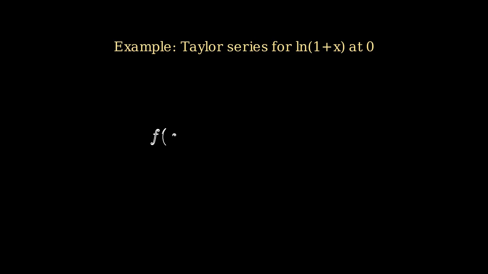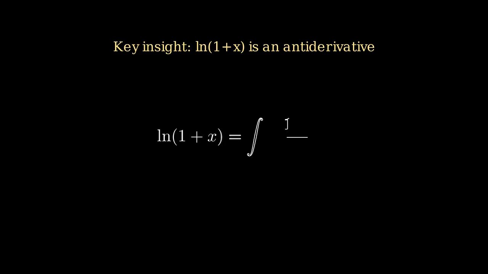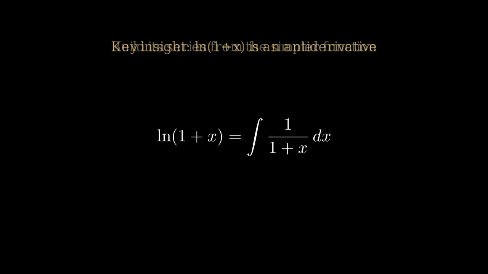Find the Taylor series for the natural log of (1 plus x), centered at 0, along with its radius of convergence. The key insight is to recognize that the natural log of (1 plus x) is the antiderivative of 1 divided by (1 plus x). So instead of finding this function's derivatives directly, we'll build its series from that simpler function.